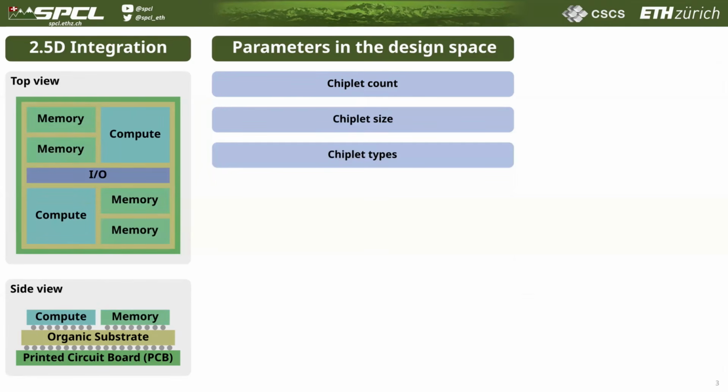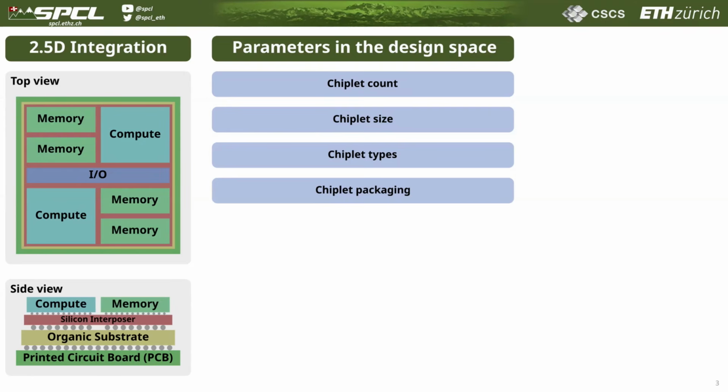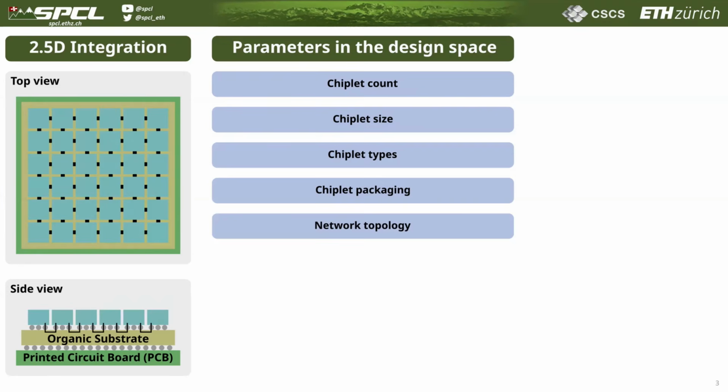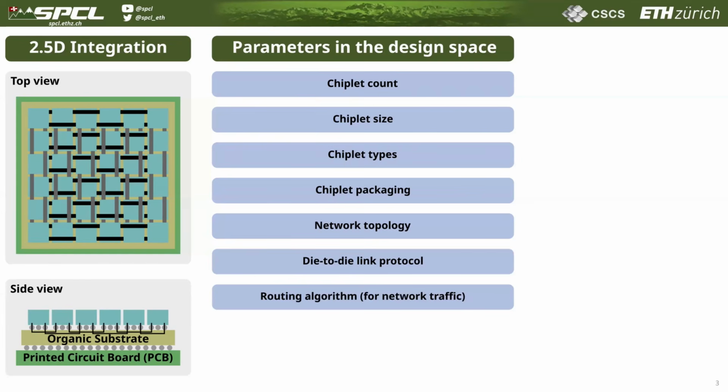We can, for example, have chiplets that contain memory or compute resources or IO drivers, and many more different types are possible. Then we can have different packaging technologies. For example, we can use an organic substrate or a glass substrate, or we can use a silicon interposer and so on. Furthermore, we can have different network topologies to connect these chiplets. For example, a 2D mesh would be possible, or a folded 2D torus, and so on. Furthermore, we can have different die-to-die link protocols, different routing algorithms for network traffic, different technologies that are used to build a chip, and so on.